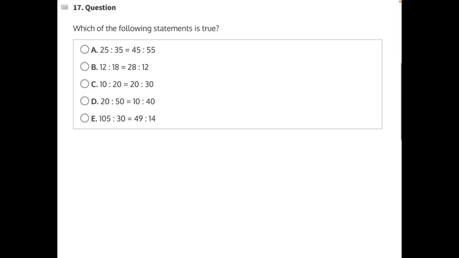Which of the following statements is true? Every single answer choice is a proportional ratio, and we're trying to figure out which proportional ratio is actually correct. So what I would recommend doing to start is rewrite every single ratio in a format like this so it's easier to see patterns, and this way we might be able to quickly eliminate some of our answer choices.